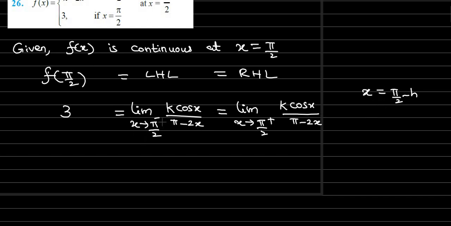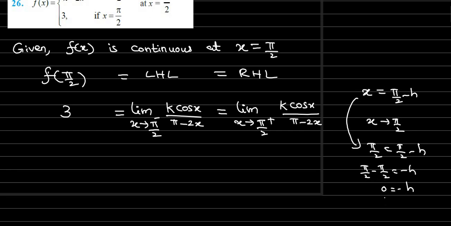I'm going to replace wherever I see the x as pi by 2 minus h. Then even in the limit also we need to change. If x is approaching to pi by 2, that means in this condition we have to replace x as pi by 2 minus h. Now pi by 2 take it to the other side. Pi by 2 minus pi by 2 equal to minus h. Pi by 2 minus pi by 2, which is 0, minus h, and h equal to 0. If x is approaching to pi by 2, then h approaches to 0.